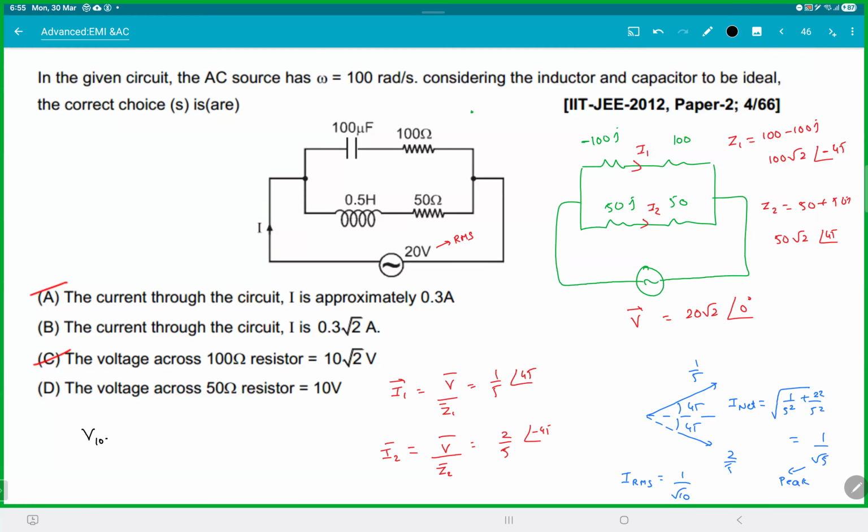So voltage across the 100 ohm resistor is the current I1 into R1 bar. So I1 bar is 1 by 5, angle 45, and this guy is 100 angle 0. So this will be 20, angle 45. So be careful. This is again the peak value. So RMS will be 10 root 2. So you are right. Voltage across 50 will be how much? 2 by 5 into 50. That's 20, RMS 10 root 2. So D is wrong. All clear with this?